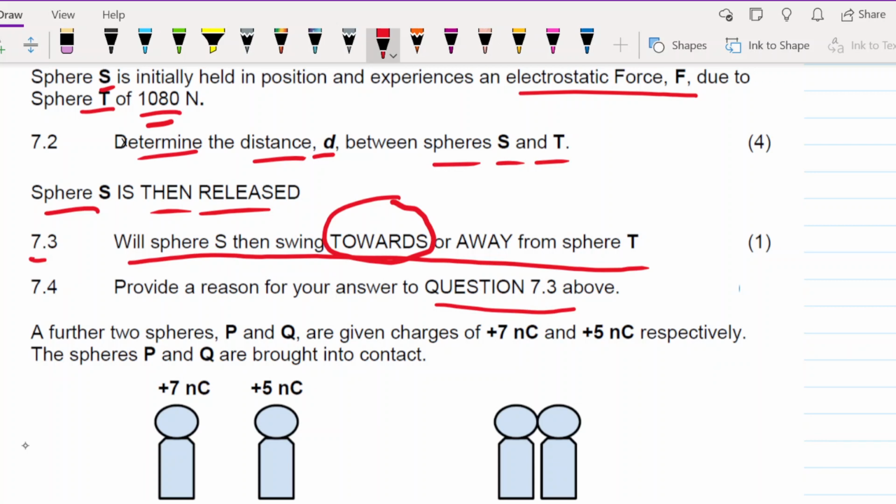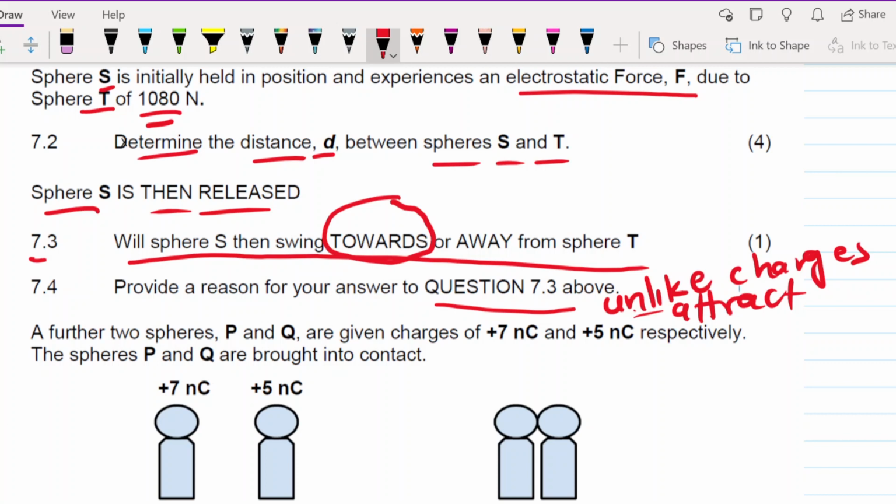The reason we say it's going to move toward is because we know that unlike charges attract. So it's because unlike charges attract. So that's the reason.